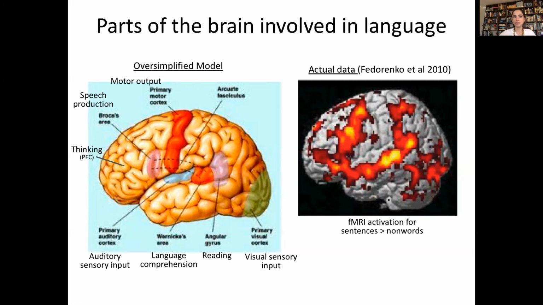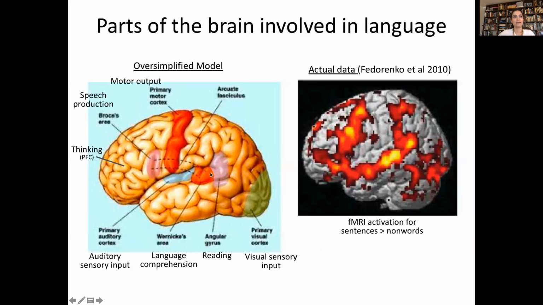So when you contrast the two, when you contrast sentences versus non-words, what you end up getting is a huge swath of cortex in temporal cortex and in frontal cortex. And a lot of these areas are involved in language. So these are the frontal and temporal language areas.